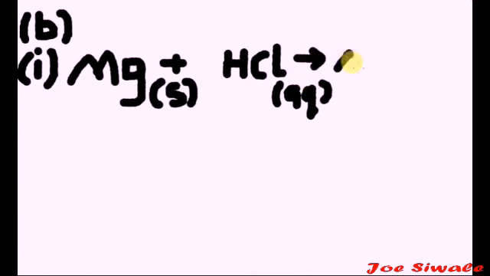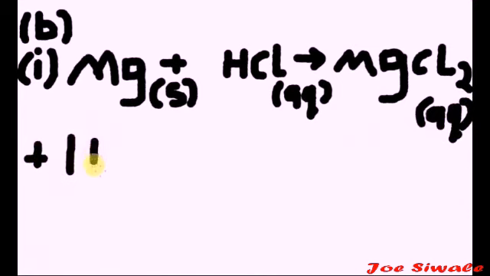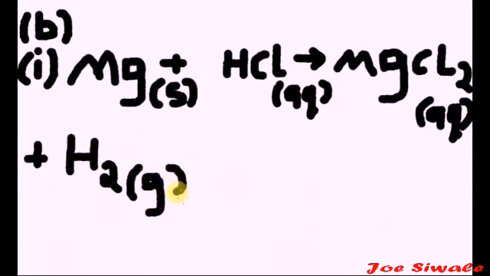So the product that will be produced is magnesium chloride, which has the chemical symbol MgCl2 and the state symbol is aq, plus hydrogen gas, and the chemical symbol of hydrogen gas is H2 and the state symbol of hydrogen gas is g. And to balance the chemical equation, just place a 2 in front of HCl.